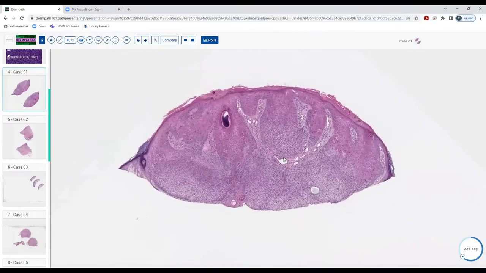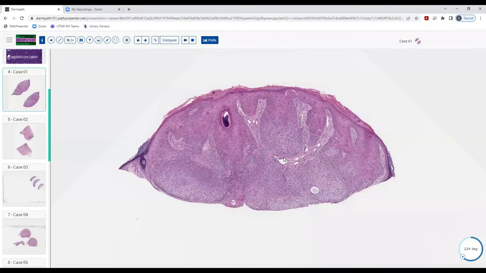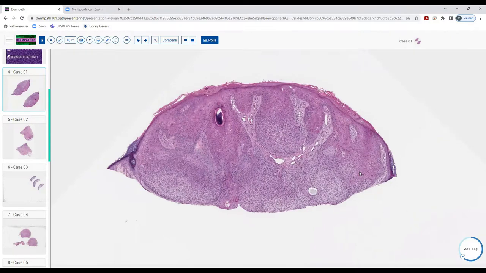Yeah. Okay, so for this one, we have a well-circumscribed nodule. I mean, we won't get the entire base, but I think it's a well-circumscribed nodule. Yeah, totally. This to me is sort of hanging off the epidermis, with somewhat basaloid cells at the periphery and clearish cells in the middle.